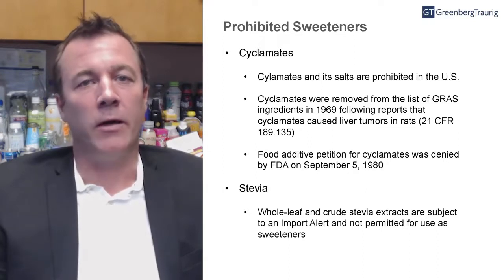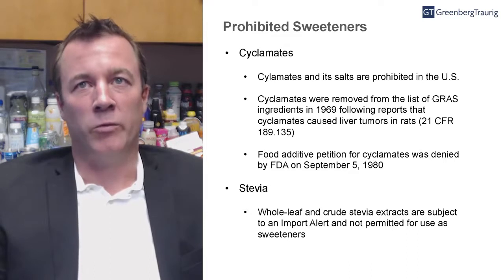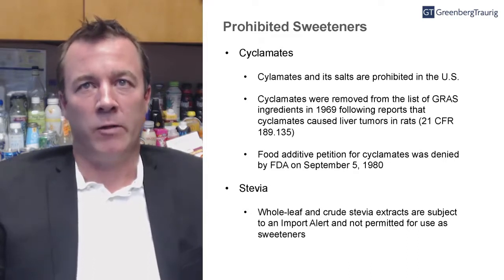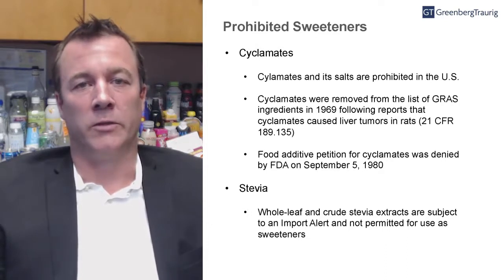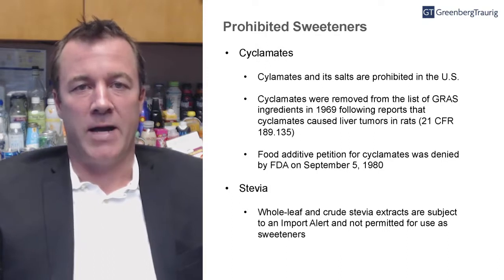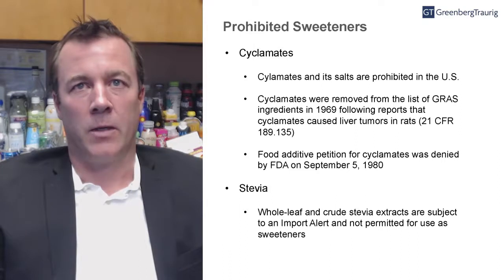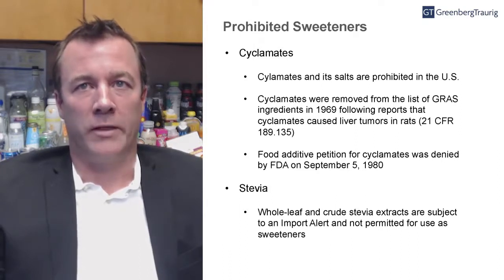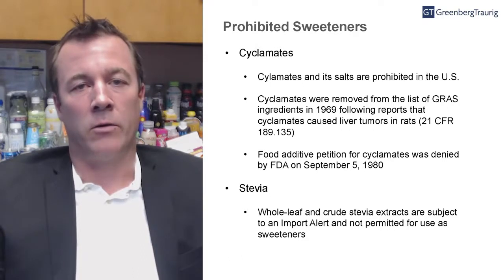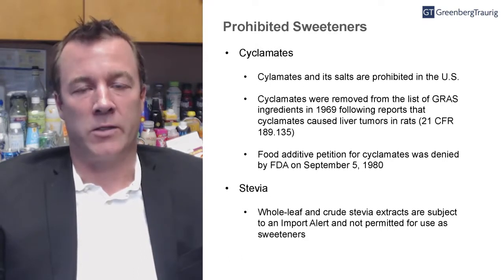While they were initially on the GRAS list, cyclamates were removed from the list of GRAS ingredients in 1969, following reports that they were causing liver tumors in rats. A food additive petition for cyclamates was denied by the FDA on September 5, 1980. In addition, stevia, in its crude form or in whole leaf form, are not allowed for use in food products in the United States, although they are allowed for use in dietary supplements.